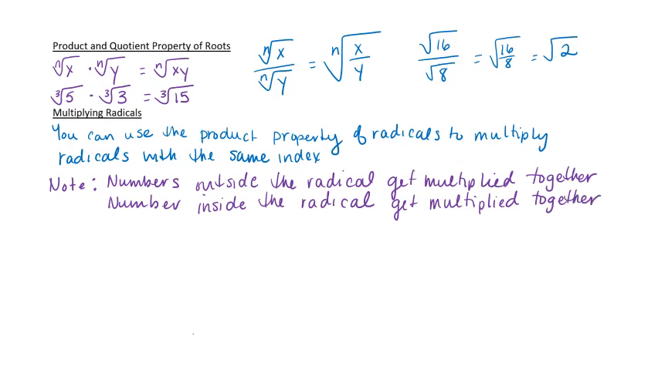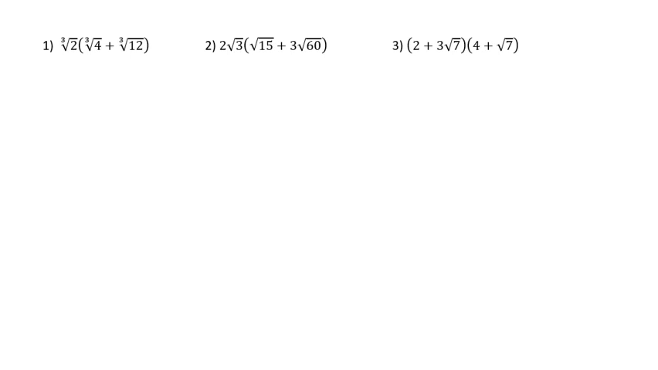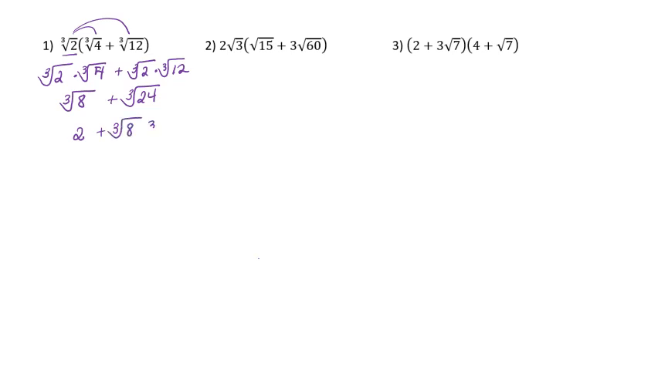All right, so let's do some examples. Let's look at number one. Number one is a distribution problem. So I'm going to take this term and multiply it times both of those. So I'm going to do the cube root of 2 times the cube root of 4, plus the cube root of 2 times the cube root of 12. So the cube root of 2 times the cube root of 4 is 8. 2 times 4 is 8, and the cube root of 8 is 2. The cube root of 2 times 12 is 24. Oh, and that can be simplified because 8 goes in there 3 times and the cube root of 8 is 2.